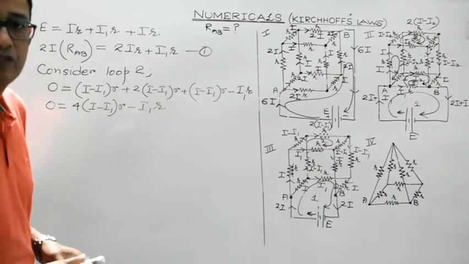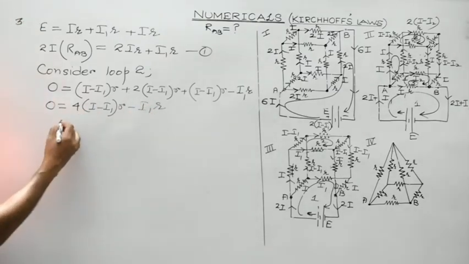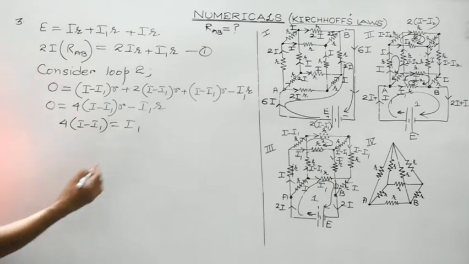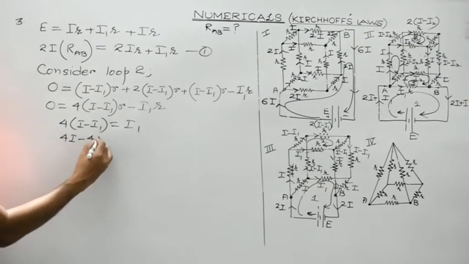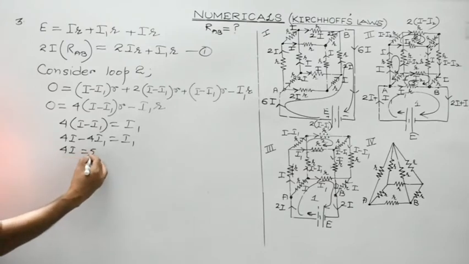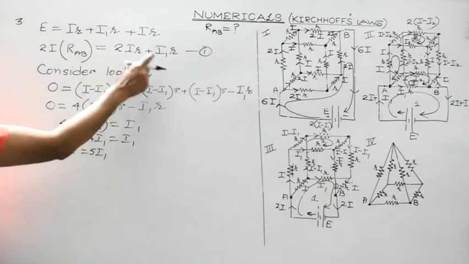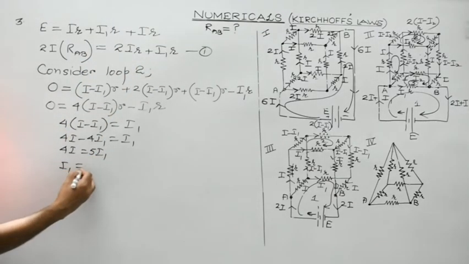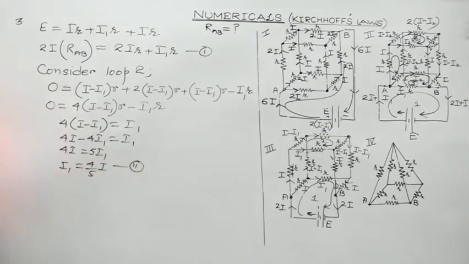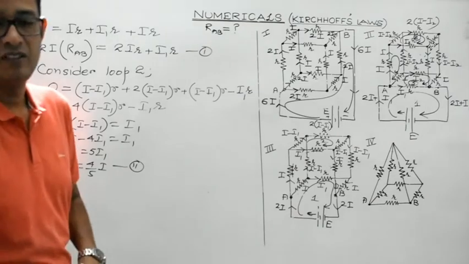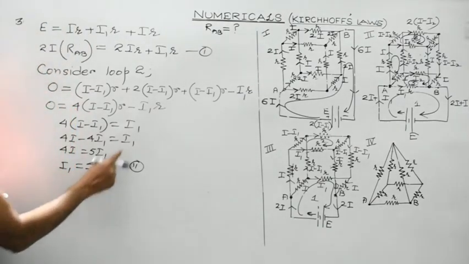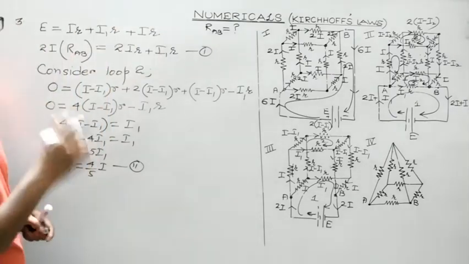R, that obviously can't be 0. So what you get is 4 times I minus I1 is equal to I1, or 4I minus 4I1 is equal to I1, or 4I is equal to 5I1. So therefore I1 is equal to 4 by 5I. Put this as equation number 2. Now the last step, students. Substitute this value of I1 as 4 by 5I over here and we should get the result.